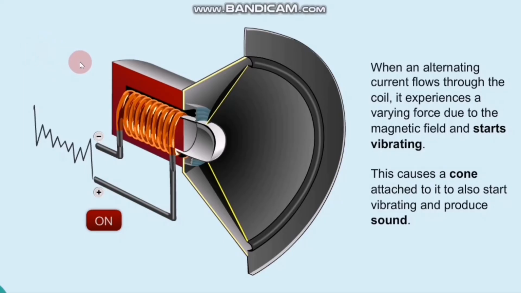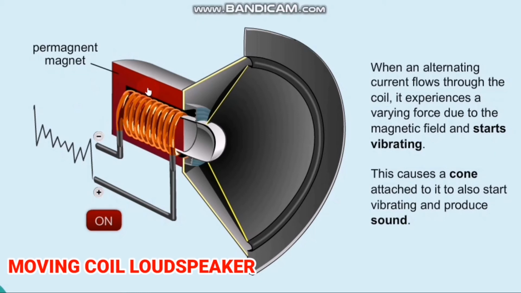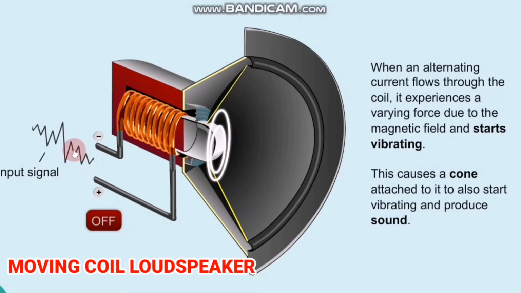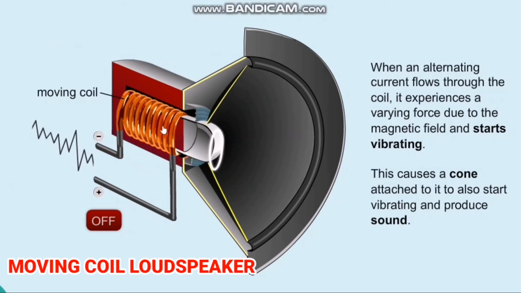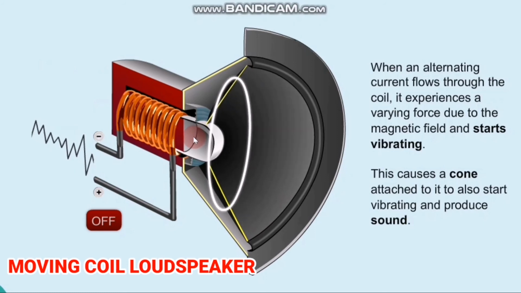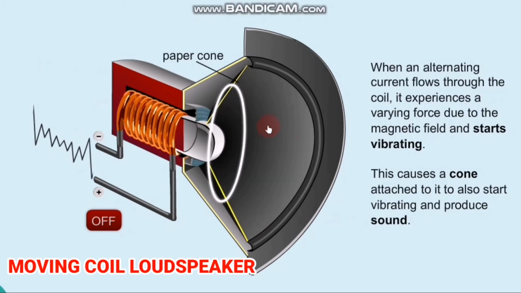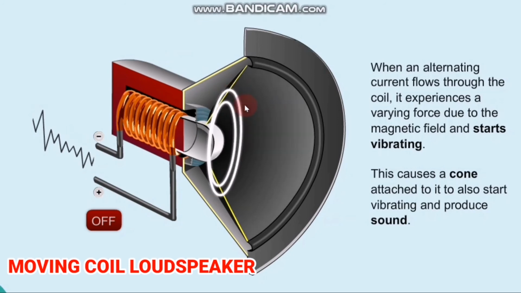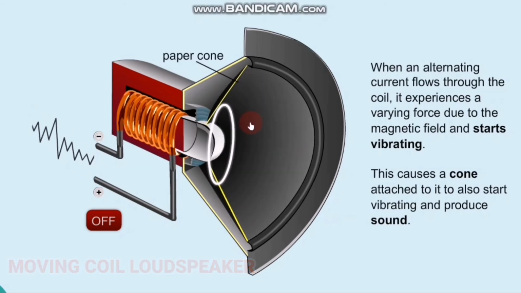Let's take a look at this application of how the moving coil loudspeaker makes use of this magnetic force in producing sound. And these are the parts of this moving coil loudspeaker. We have a moving coil here, a permanent magnet, and a paper cone at this side. When the input signal flows through the loudspeaker, the coil will experience a varying force due to the magnetic field and start to vibrate. And this vibration will cause the cone attached to it to also vibrate and finally produce sound.